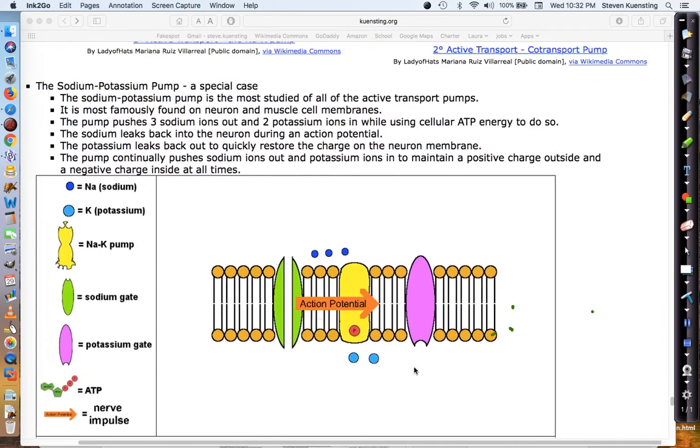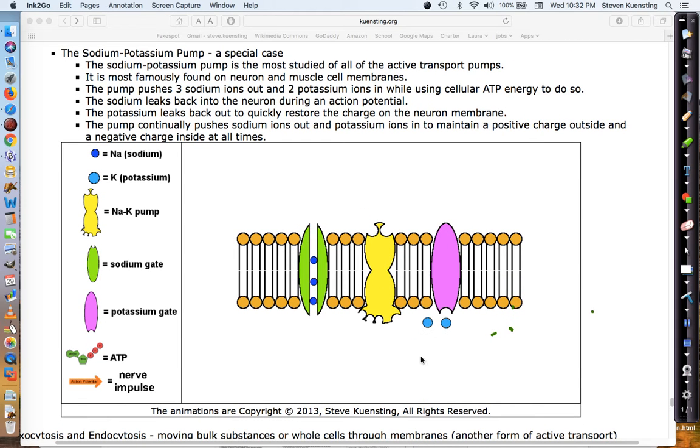Now, that brings us to the most famous of all the pumps, the sodium-potassium pump. The sodium-potassium pump is the most studied of all active transport pumps on Earth because it's in nerve cells, animal nerve cells, human nerve cells. This pump is most famously found on neuron and muscle membranes, but it's also found in plants. Lots of cells like to pump sodium and potassium.